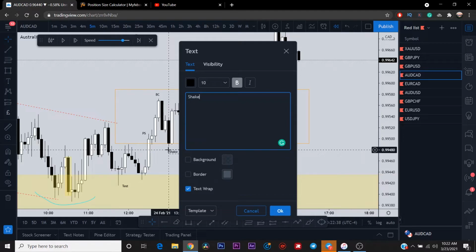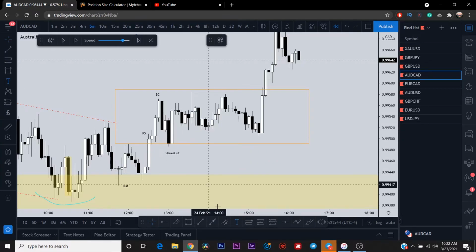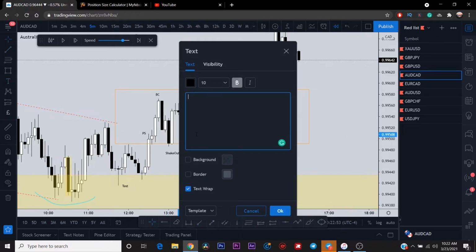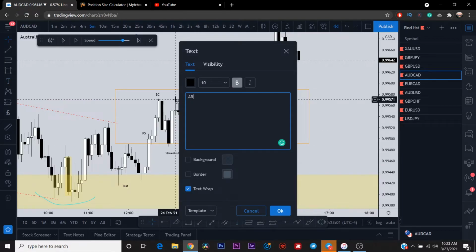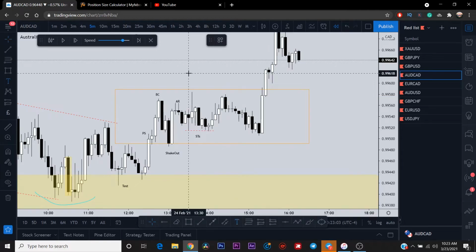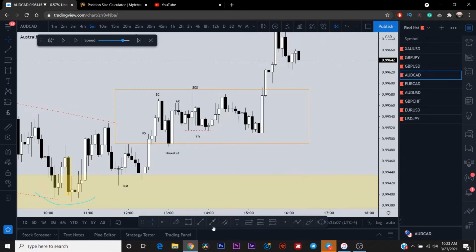We have our shakeout. We have our STs right here. Secondary tests, and I know I missed the automatic rally. We're going to do that in a minute. STs. We have our automatic rally. Sign of strength. And then we created a creek.